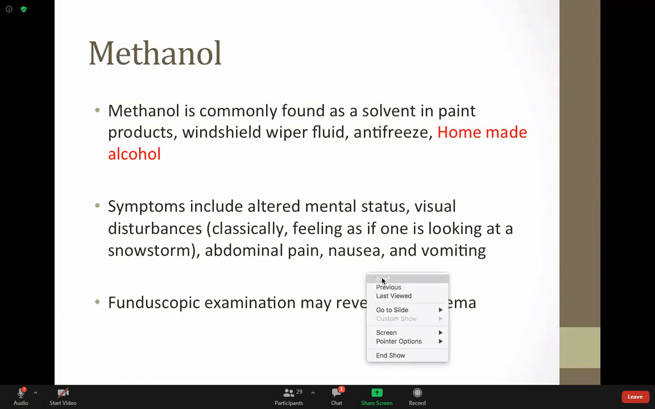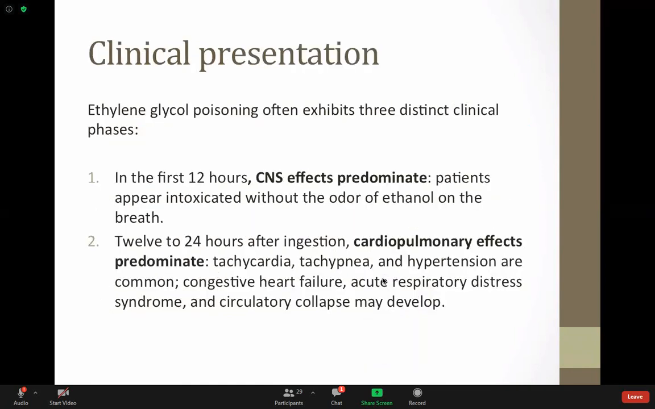If you examine their eyes, you might see papilledema, but most of the time you're not examining their eye. You're busy treating them because they're sick. Ethylene glycol is the other toxic alcohol that I want you to remember. So toxic alcohol: methanol and ethylene glycol. Ethanol, we don't call it toxic because it doesn't have a toxic metabolite. Okay. Usually ethylene glycol has 3 stages.